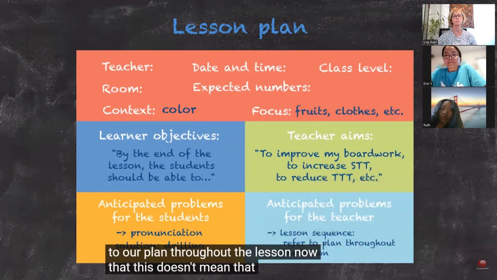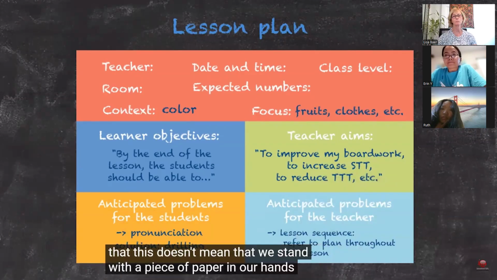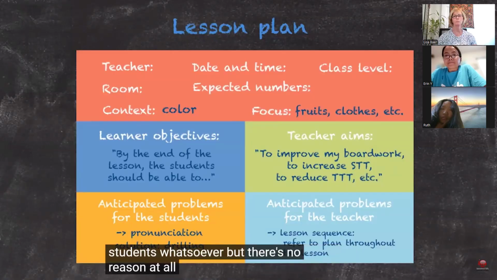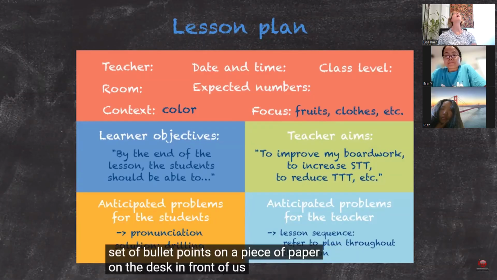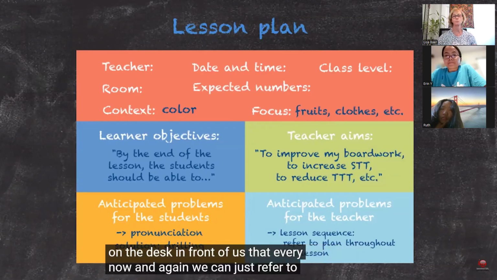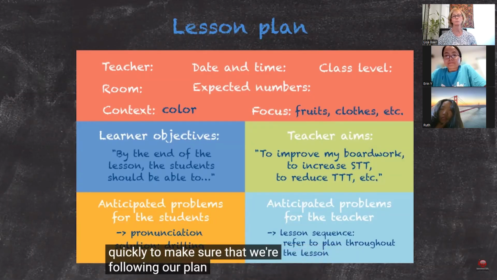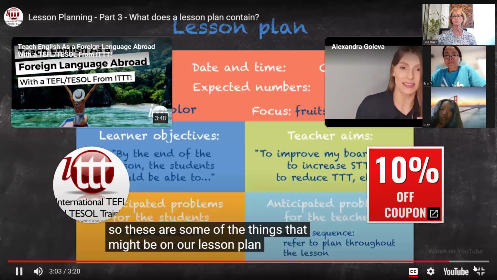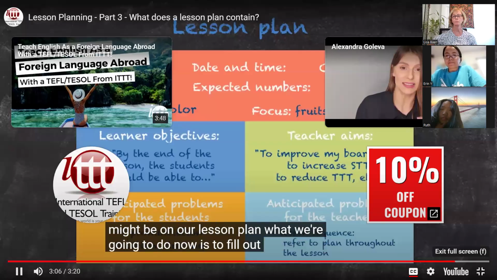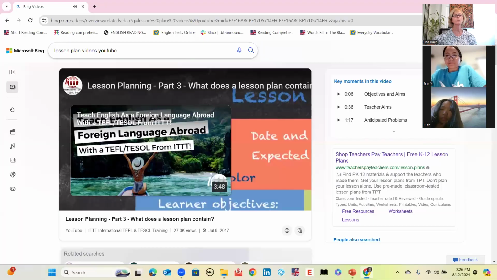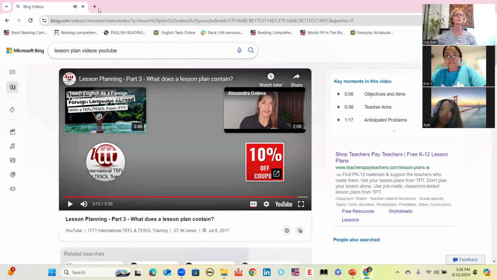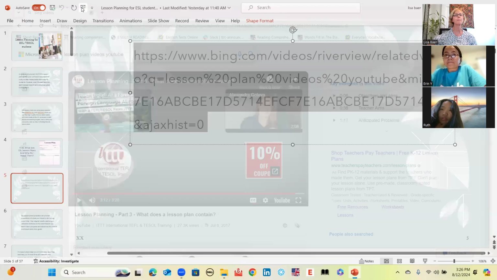Now, this doesn't mean that we stand with a piece of paper in our hands. That doesn't generate any confidence from our students whatsoever, but there's no reason at all why we shouldn't have a set of bullet points on a piece of paper on a desk in front of us that every now and again we can just refer to quickly to make sure that we're following our plan in sequence. So these are some of the things that might be on our lesson plan. What we're going to do now is to fill out an actual lesson plan using this particular form. And we'll do that in a little bit, I think.